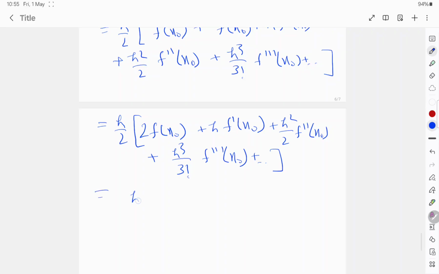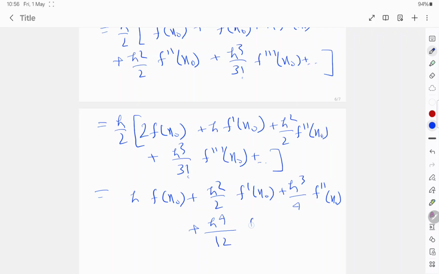So you are getting h f of x0 plus h square by 2 f dash x0 plus h cube by 4 f double dash x0 plus h to the power 4 by, you can say, 6 times 2, that is 12 f triple dash x0, and so on, right?